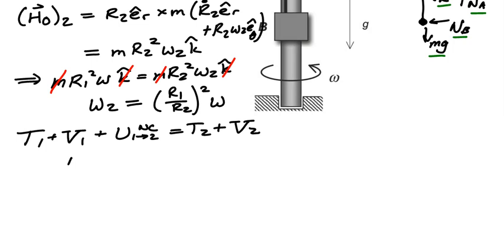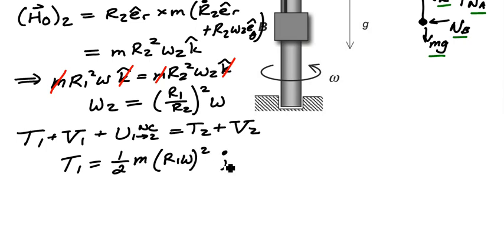So if we want to compute, first of all, the initial kinetic energy, we'll note that the only motion initially is the spinning of block A, and so we're going to have 1/2 times the mass of block A times its initial speed squared, and keep in mind its initial speed is R1 times omega, and we'll square that.